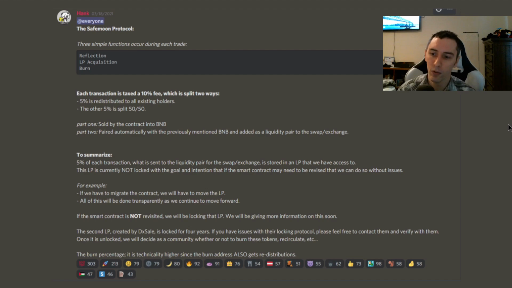They say all of this will be done transparently as we continue to move forward. If the smart contract is not revisited, we will be locking that liquidity pool. We will be giving more information on this soon. The second liquidity pool, created by DX Sale, is locked for 4 years. If you have issues with their locking protocol, please feel free to contact them and verify with them. Once it is unlocked, we will decide as a community whether or not to burn these tokens, recirculate, etc.